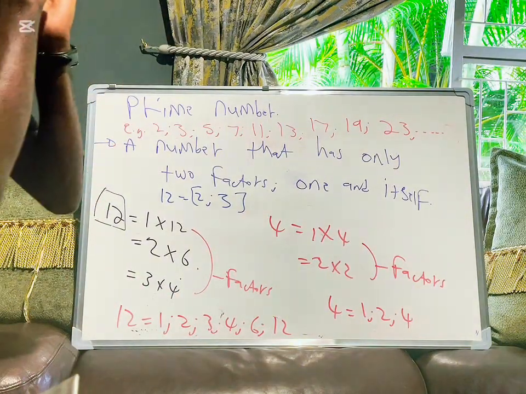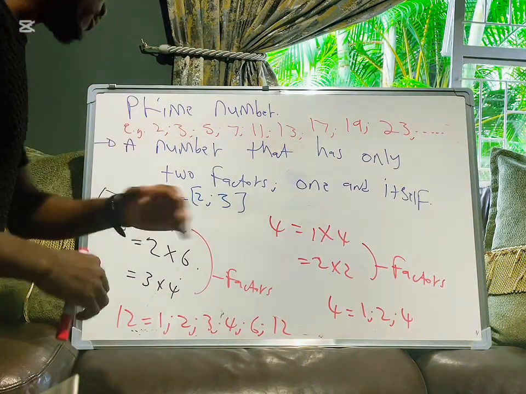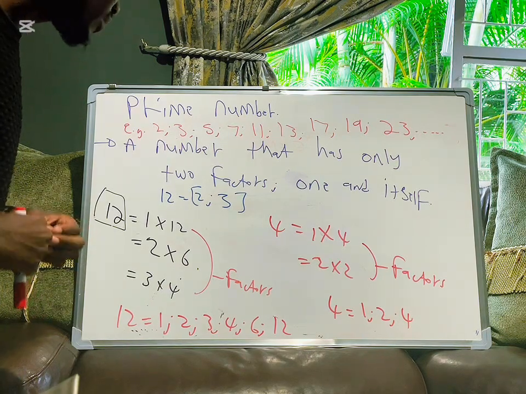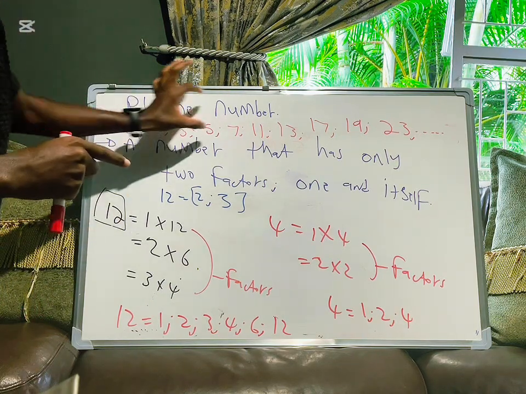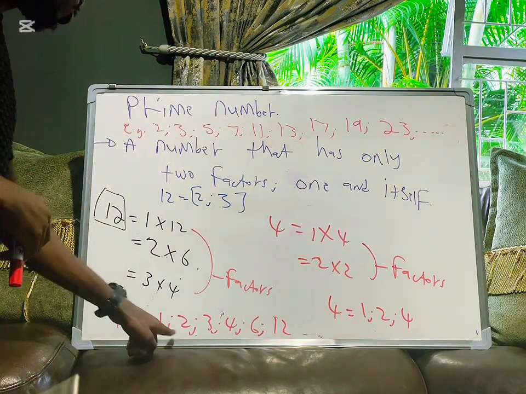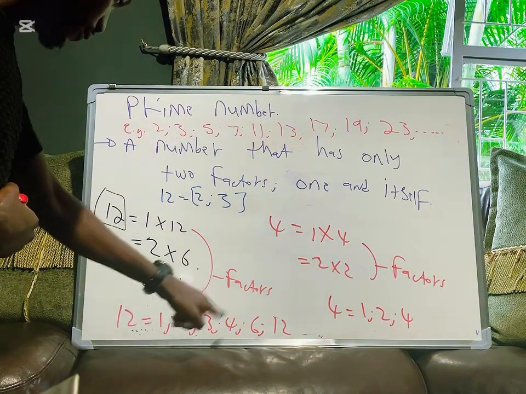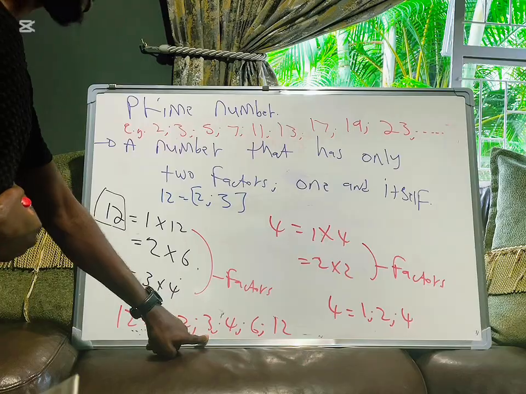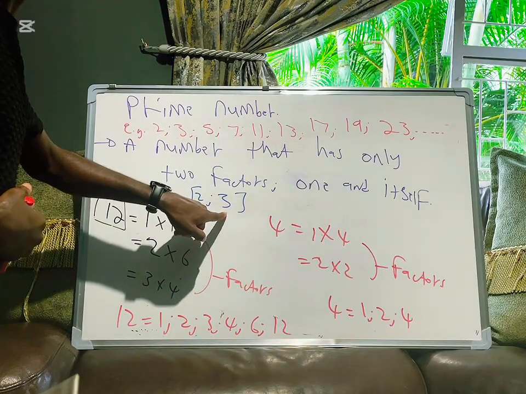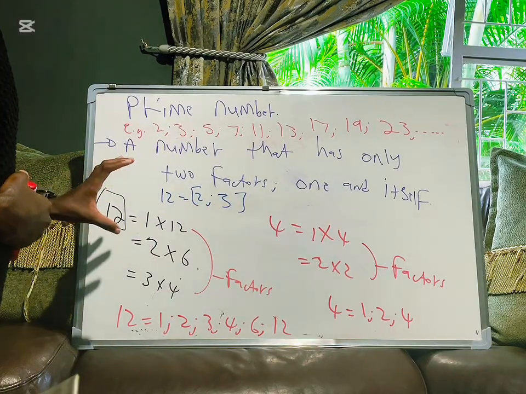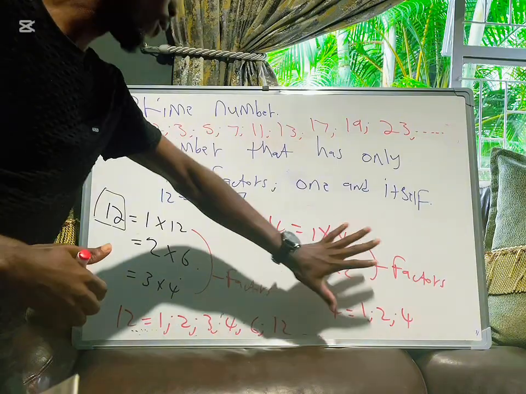Now, how are we going to determine a prime factor from here? We must check. Remember, a prime factor should be a prime number. So 2 we know is going to be a prime number. So the prime factors of 12 are 2 and 3. So it's going to be here. 2 and 3, they are the prime factors of 12.